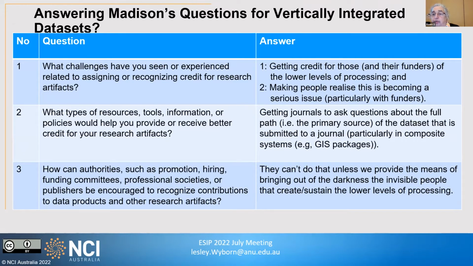One of the suggestions we've got is that research publications that are now religiously checking that the data set has a DOI actually check whether there's a bit of a history to the data set that belongs to other groups that need to be recognised. And then how can authorities promote things and recognise people? I just cheekily put there, well, you can't do that unless we provide the means of bringing out of the darkness the invisible people that create and sustain those lower levels of processing.